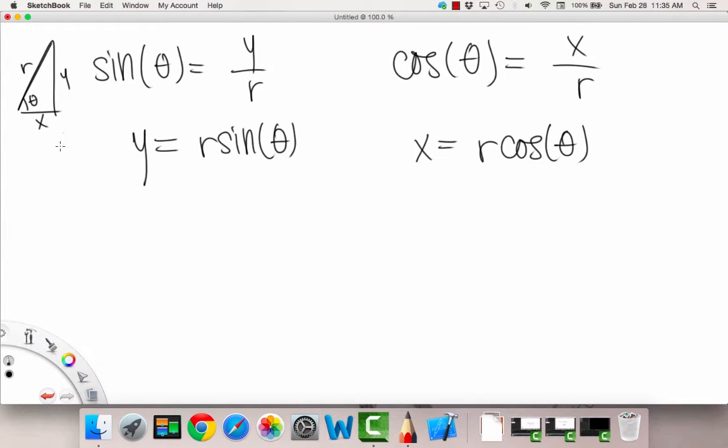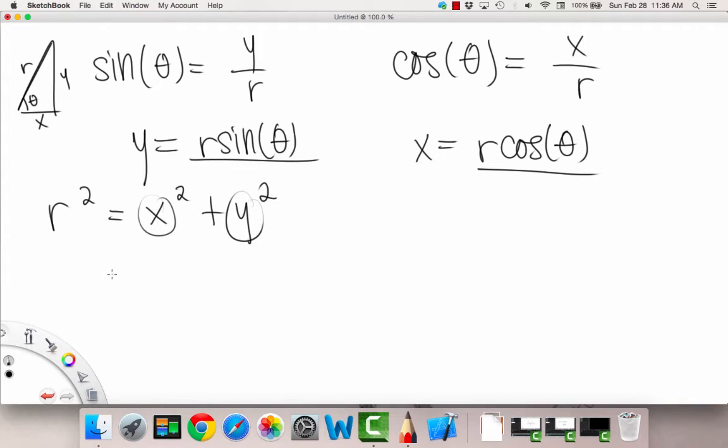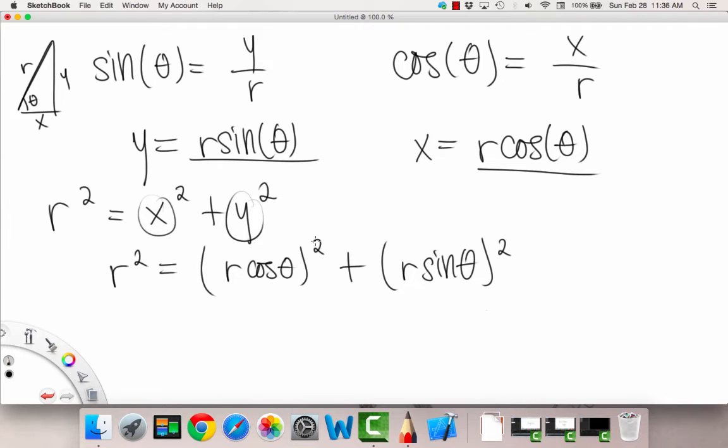Now if we recall the equation of a circle centered at the origin, r squared is equal to x squared plus y squared, then we can take whatever we found for x and plug it into the x spot, and whatever we found for y and plug it into the y spot. So we have r squared is equal to (r cosine theta) squared plus (r times sine theta) squared. Now all we have to do is distribute that exponent of 2 to both of those, so we get r squared is equal to r squared times cosine squared theta, plus r squared sine squared theta. I'll explain that notation in a side note really quickly.